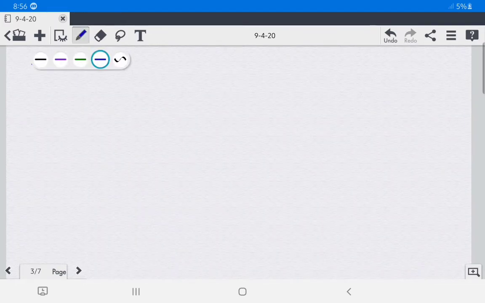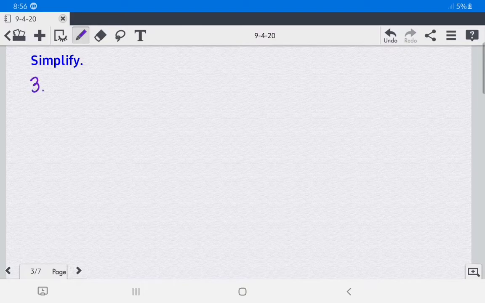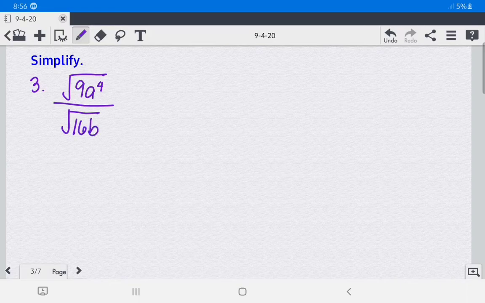Now, number 3. Let's say we have square root of 9a raised to the 4th power, over square root of 16b raised to the 4th power. What did you notice in the numerator and the denominator? As you can see, the numerator is already a perfect square. Square root of 9 is 3, then square root of a raised to the 4th power is a squared, so we have 3a squared.